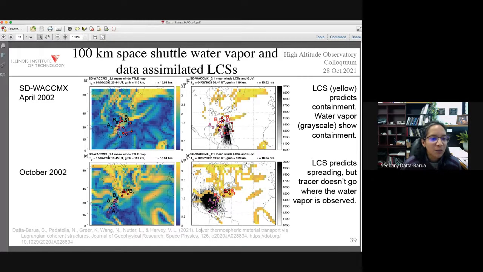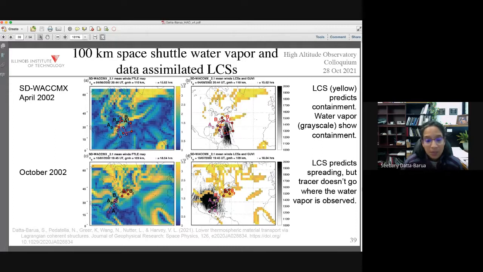Okay, so we tried this out for an April 2002 shuttle launch that's shown across the top. The LCS predicts containment and the water vapor and grayscale show containment. Great. So then we tried this for an October 2002 shuttle launch. And here, A naught and B naught are sort of separated by an LCS ridge if you use SD-WACM-X on the left. And those are plotted over here on the right.